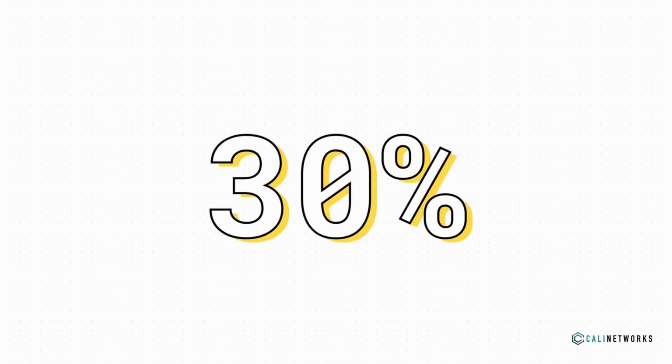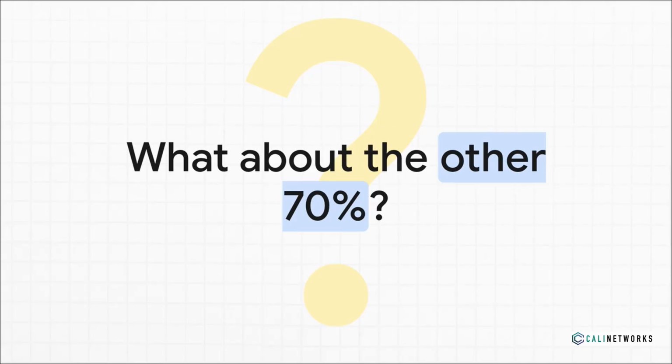I want to start with a number, 30%. That's roughly how many accessibility problems those popular one-click scanning tools will actually find on your site. I mean, it's a start for sure, but it is not the whole story. It's not even close. And that, right there, leads to the most important question. What about that other 70%?